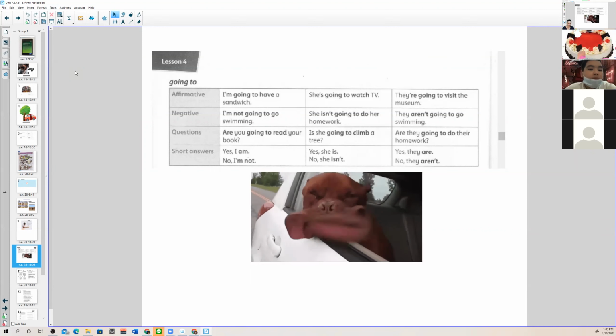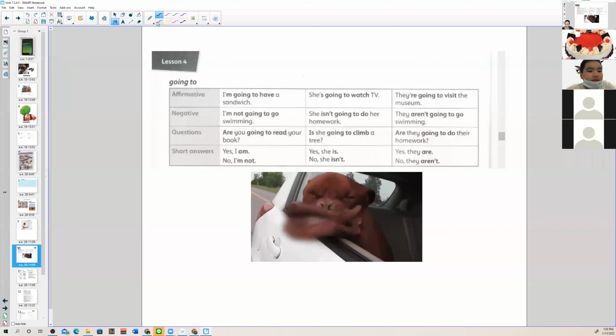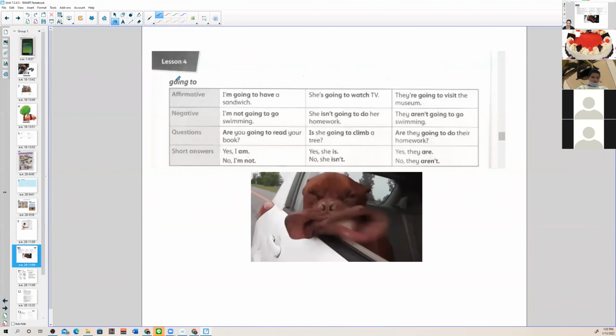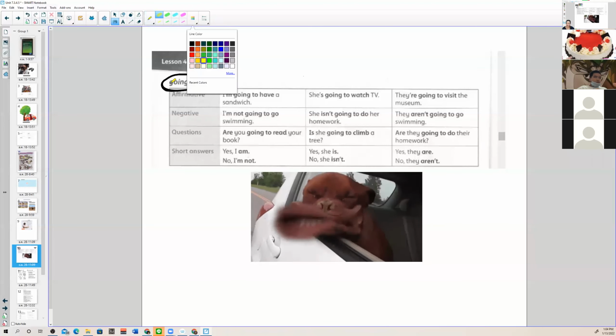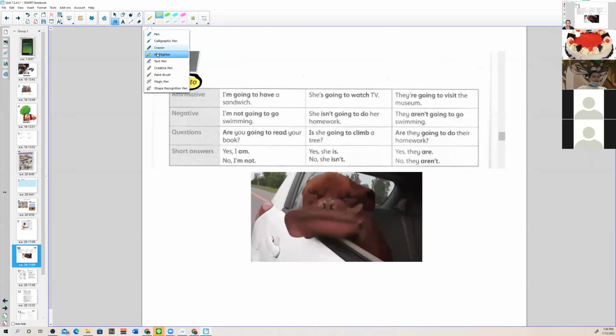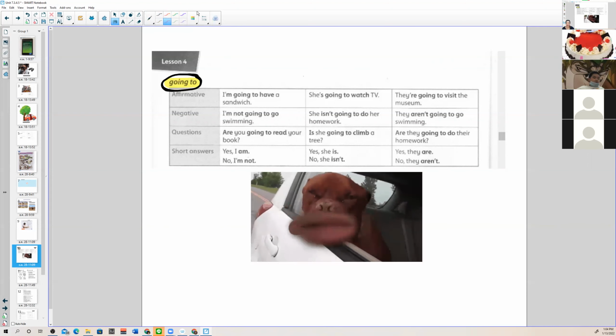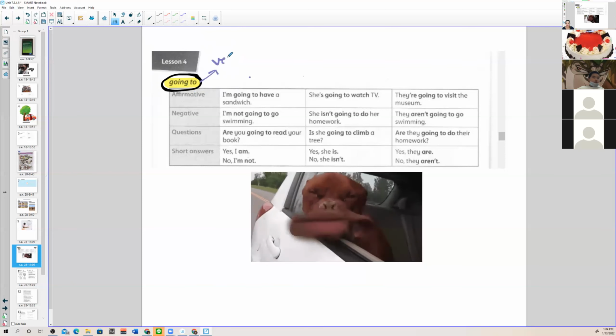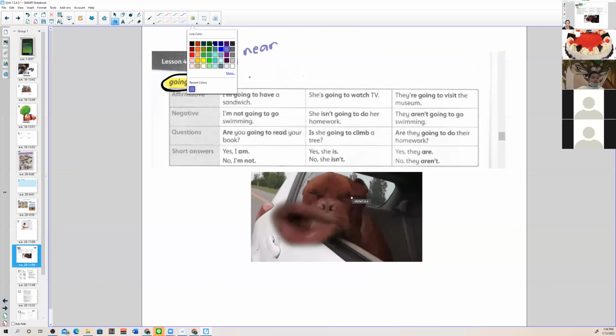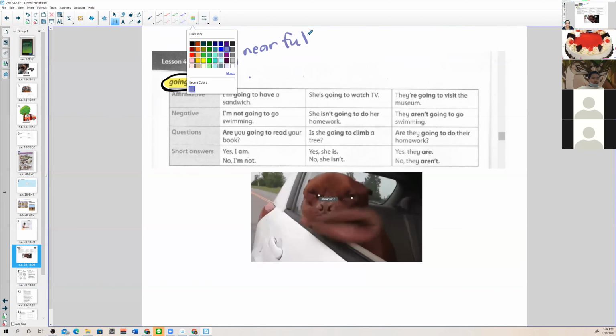Do you know? I believe you've done it, right? I think you know going to because this one's quite easy. So do you know this going to, what did it tell you? Present, past, or future? Future. It's the future. Good job. It's telling you about the future, and it's also a very near future.